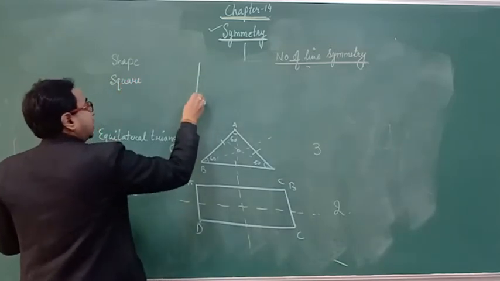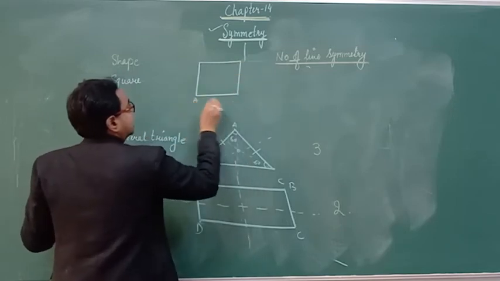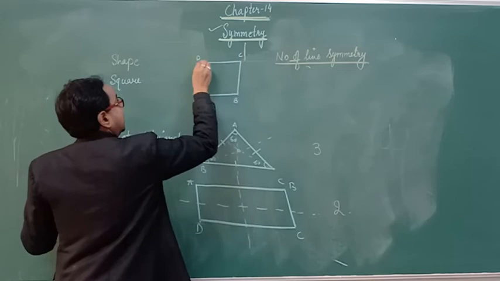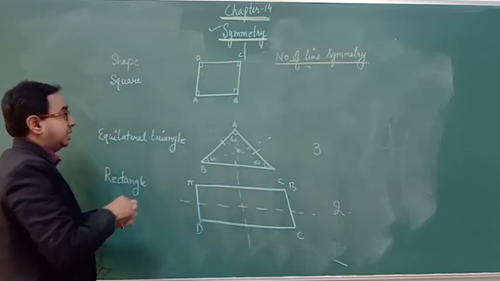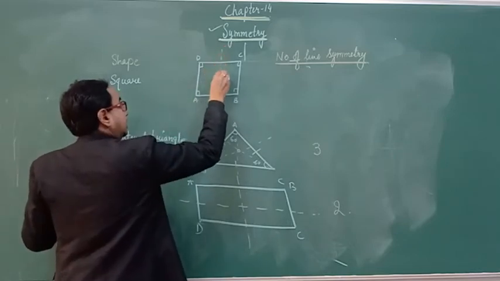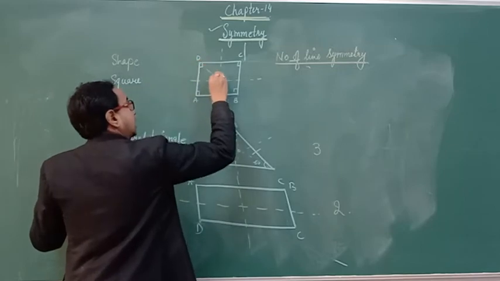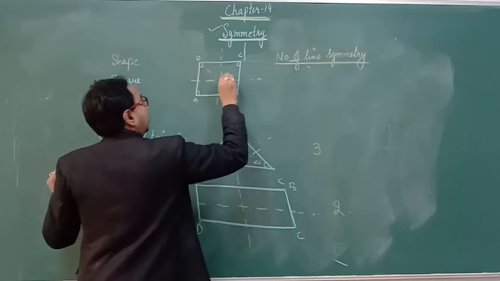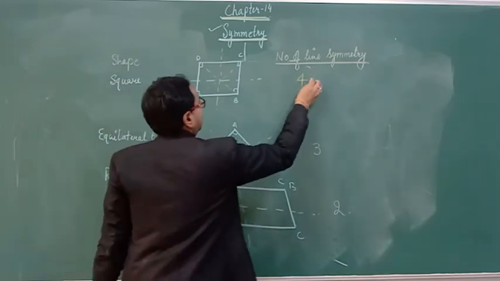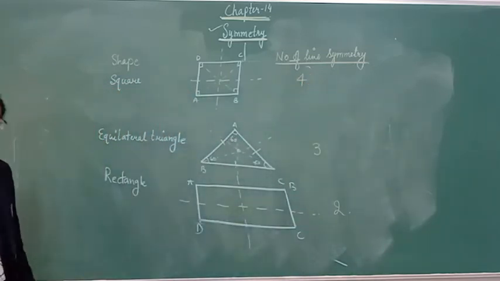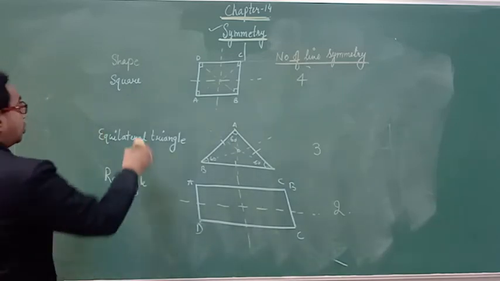Square, a 4-sided figure whose all 4 sides are equal. Each angle is 90 degree. This is what a square means. Let's see the lines of symmetry. Vertical, horizontal, diagonal, diagonal. So how many lines of symmetry are there? 4 lines of symmetry are there: 2 diagonally, 1 vertical, 1 horizontal. Are we clear? Next, rhombus.